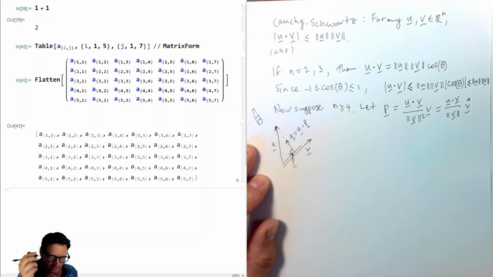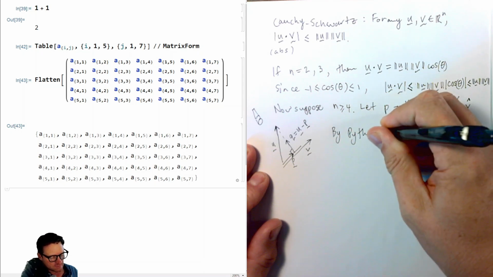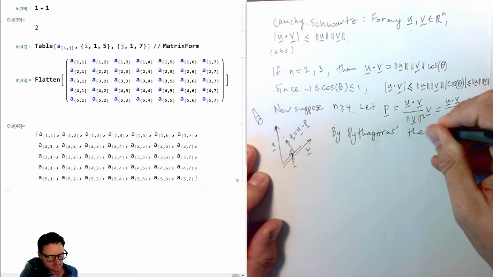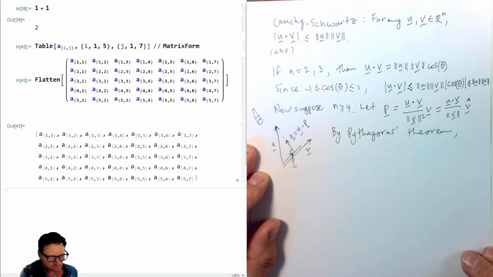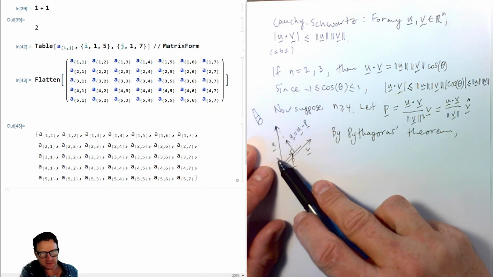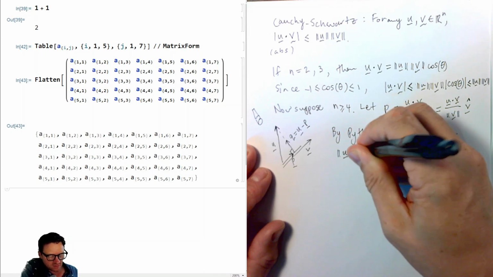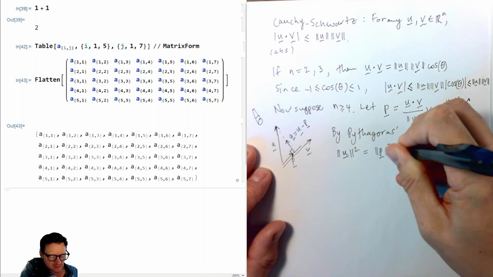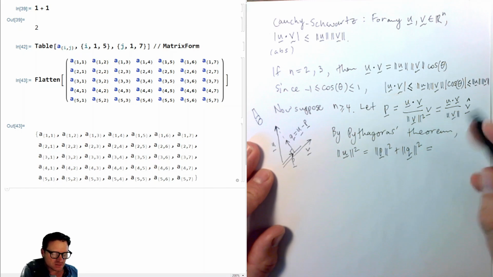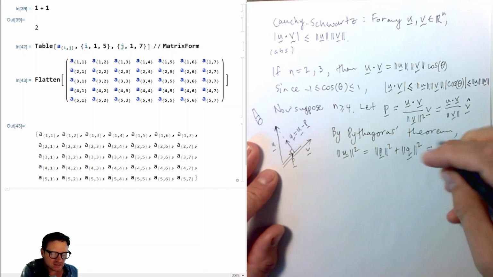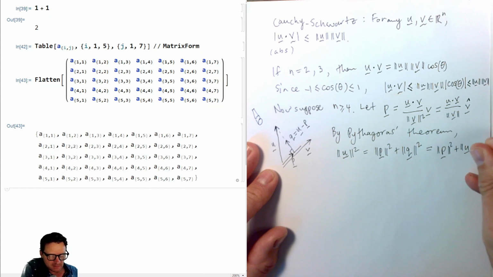All right, so great. Let's now use Pythagoras' theorem. So by Pythagoras, the sum of the squares of the side lengths of this triangle add up to the square of the side length of the hypotenuse. So in other words, what we have is that the norm of u squared equals the norm of p squared plus the norm of q squared. And here, we've said q is u minus p. So this is the norm of p squared plus the norm of u minus p squared.